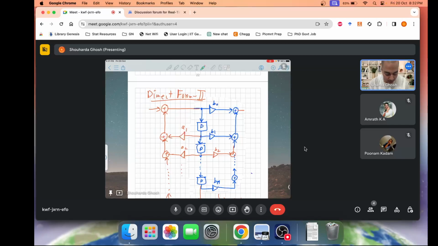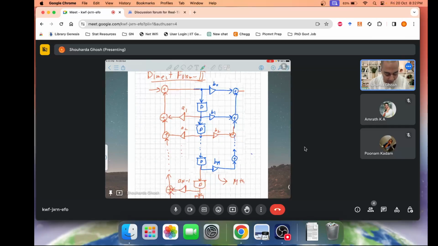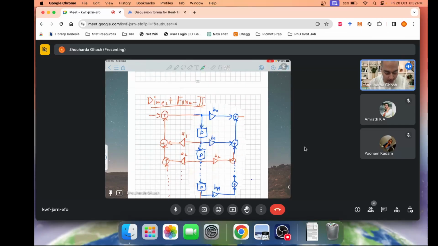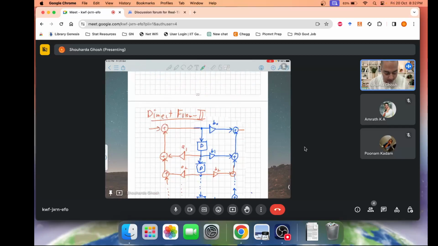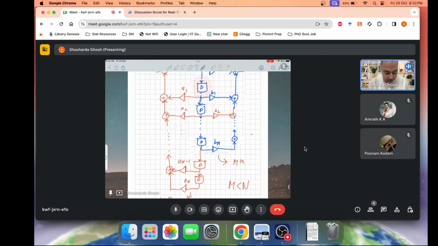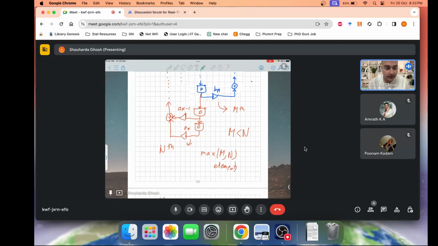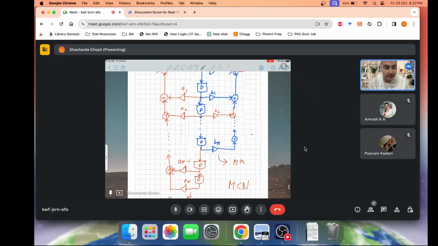Okay, I guess no. So what you do in this case is you actually end up sharing the storage elements, the delay registers, and because you're sharing, your number of delay registers ends up being the maximum of m comma n. And what are m and n? M and n are the orders of the polynomials in the IIR filter, numerator and denominator.